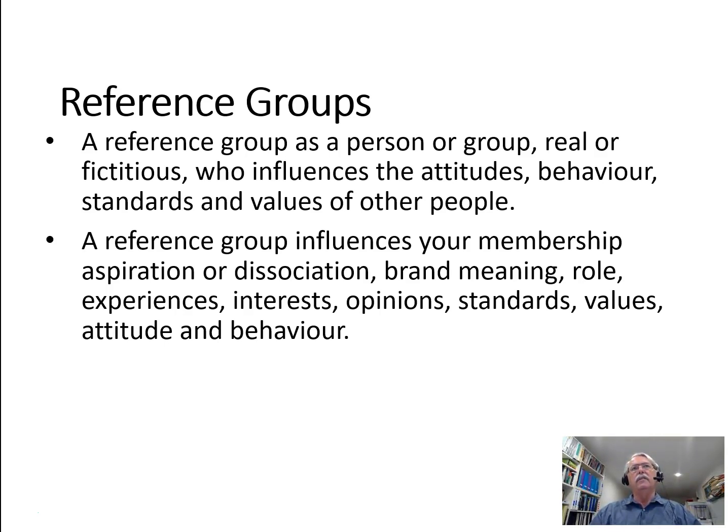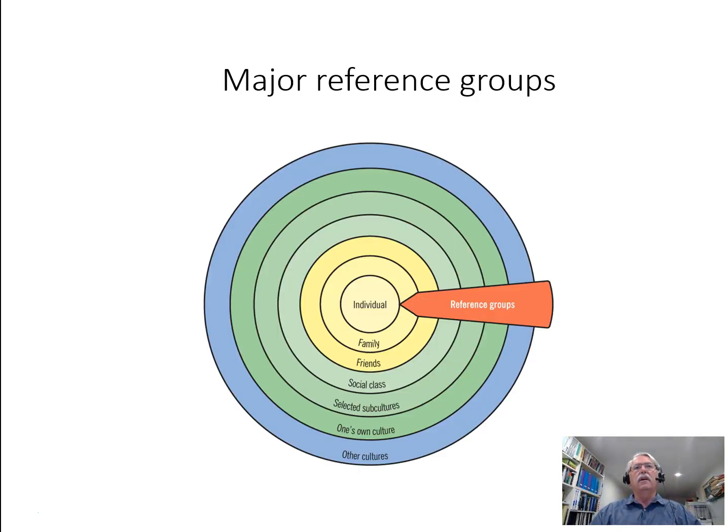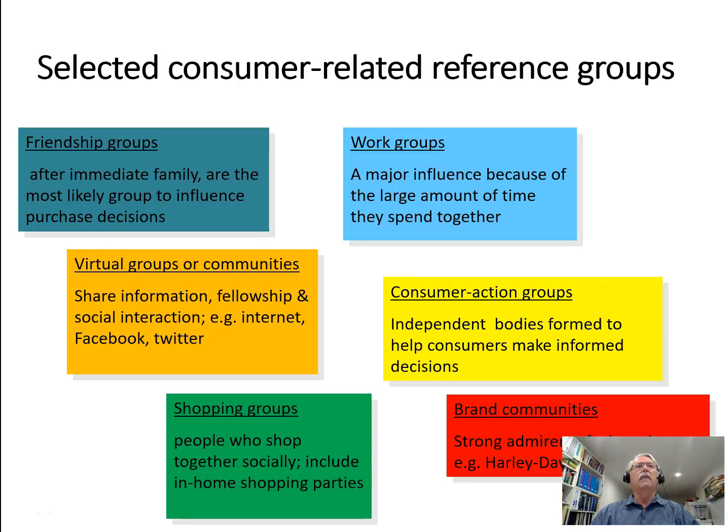So your family's a reference group. Your occupational group can be a reference group. Your friends can be reference groups. And so it's what I call an expanding circle of influence. So you start off with you as the individual, you have your family, and the level of influence gradually radiates out. So you have your family, your friends, your social class, your selected subcultures, which I'll talk about in a minute, your own culture, and then other cultures which you may interact with as well.